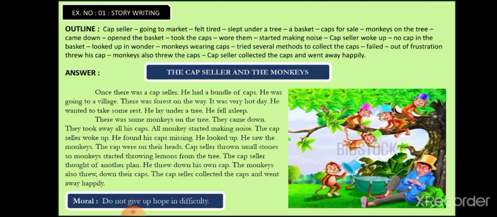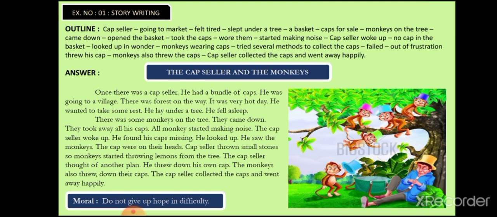First of all, while writing a story, we need to give a suitable and appropriate title to it. This story's title is The Cap Seller and the Monkeys. Once there was a cap seller. He had a bundle of caps. He was going to a village. There was a forest on the way. It was a very hot day. He wanted to take some rest. He lay under the tree. He fell asleep. There were some monkeys on the tree.